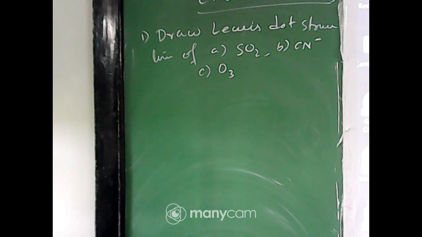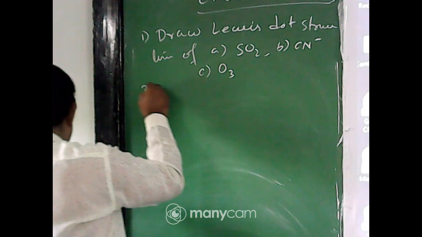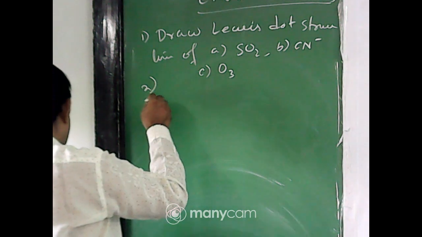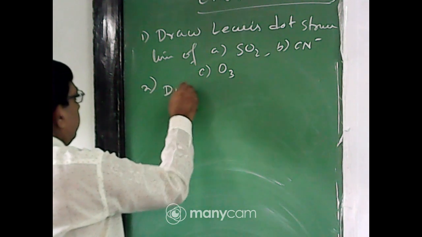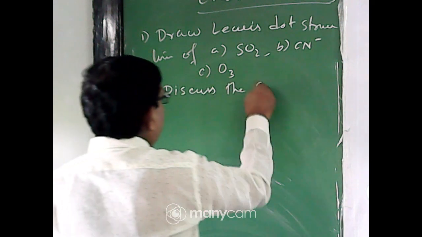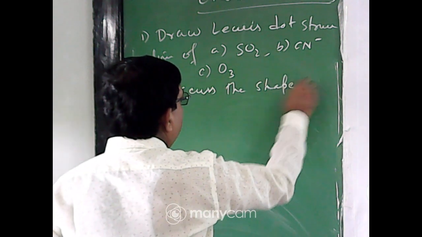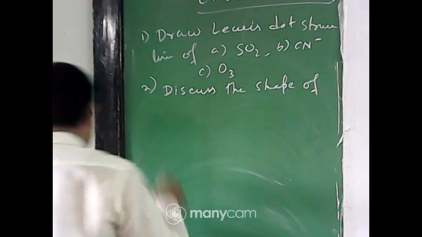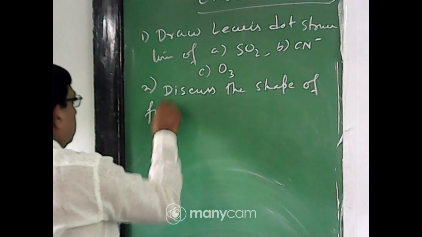Structure of SO2, CN minus and O3. Number 2, discuss the shape of the following molecules.